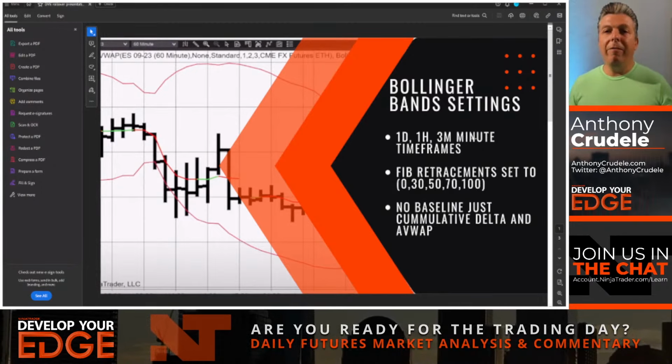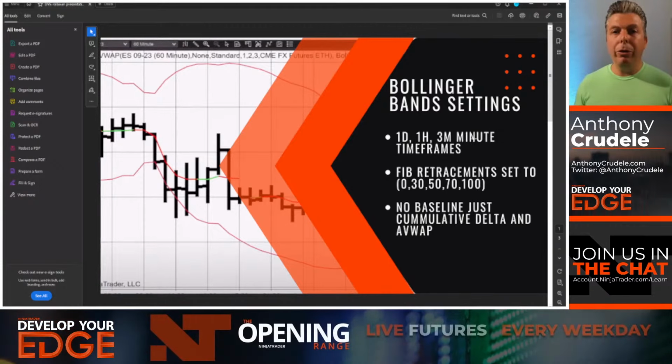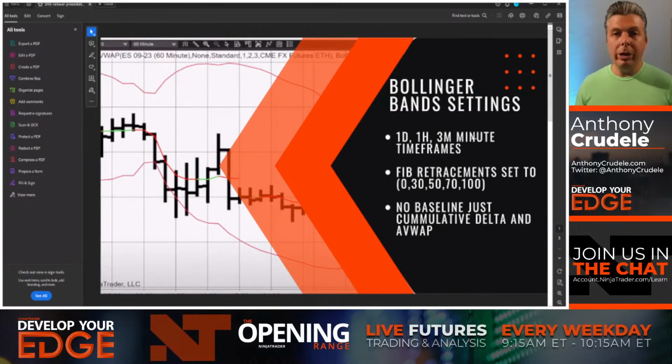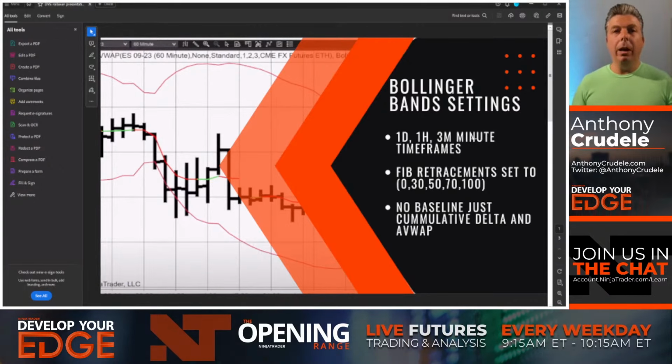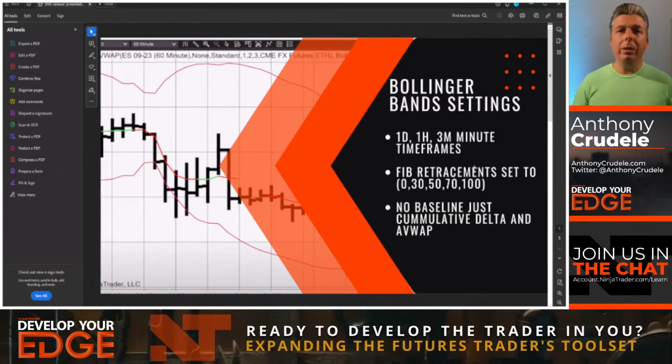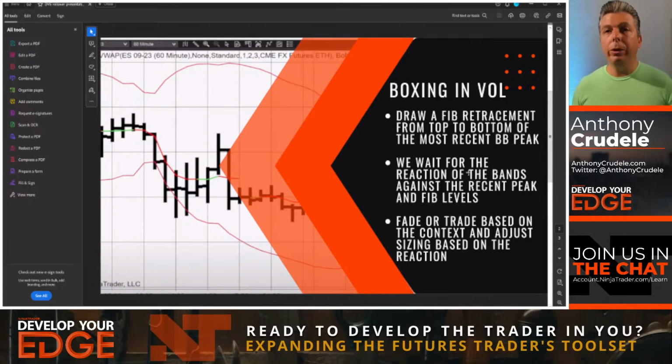And then we also have fib retracements. I talk about 0, 30, 50, 70, and 100. Those are what I use. So they're really not fib retracements. We just use the fib tool. I don't use the standard ones like the 382, 618, and all the other ones. And then I just use cumulative delta and RSI, and I'll show you what those are.